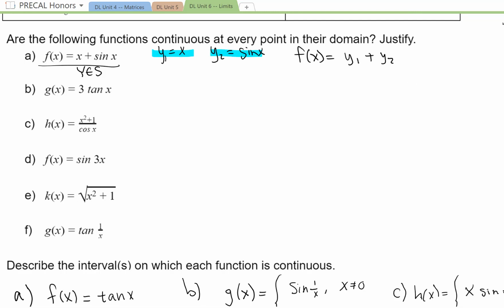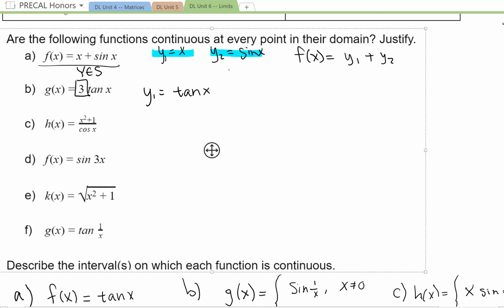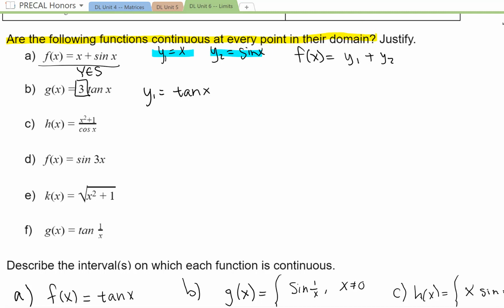Is 3 tangent x continuous? This is just the function tangent x being multiplied by the scalar 3. Now you may say tangent x is not a continuous function, for there are many vertical asymptotes. But the question is asking, are the following functions continuous at every point in their domain?